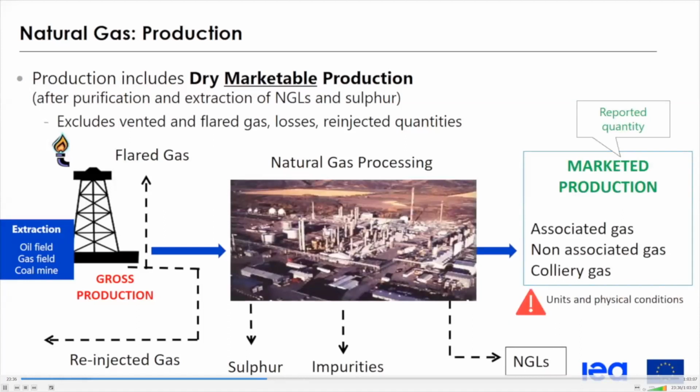Again, in any statistics work, the units and physical conditions in which the measure is made are important. Natural gas being a gas, the pressure and temperature at which you are measuring volumes will impact the result of your measure, and it's important that those points are made clear in your data sets.